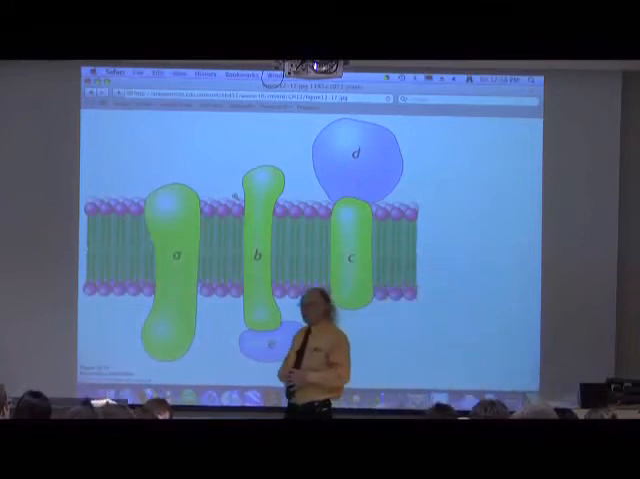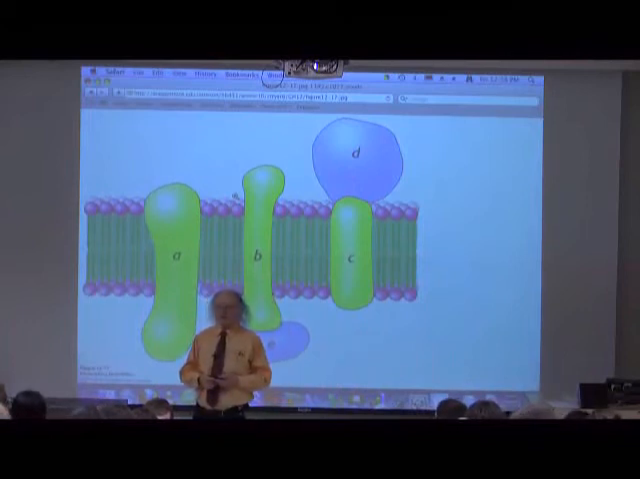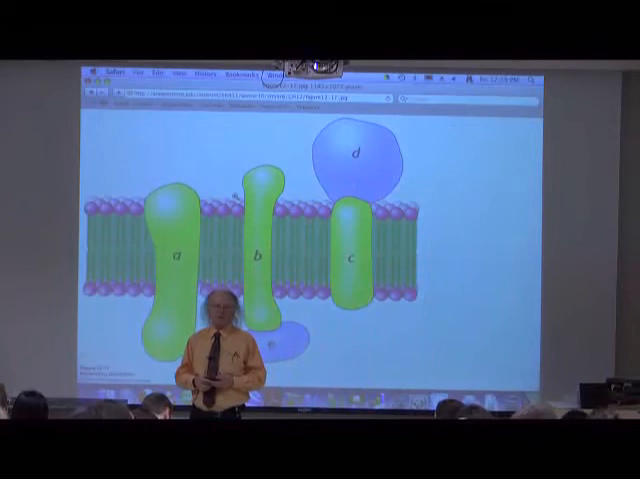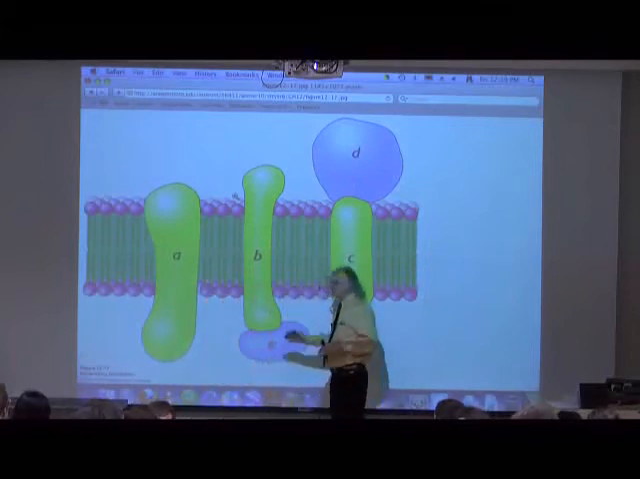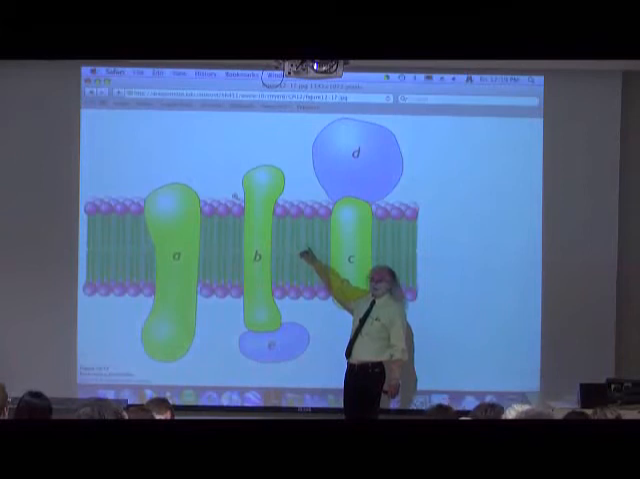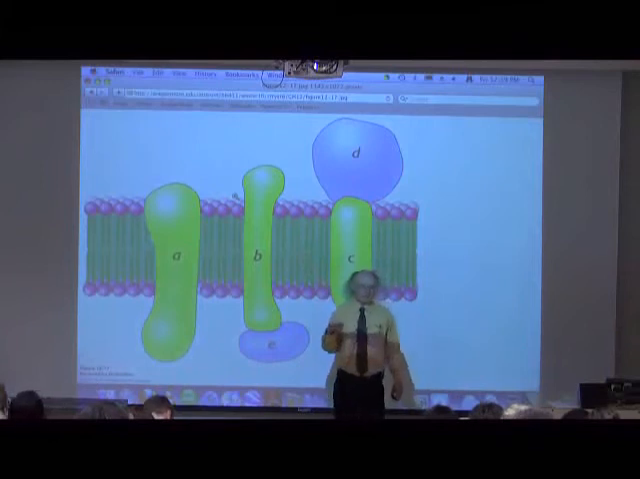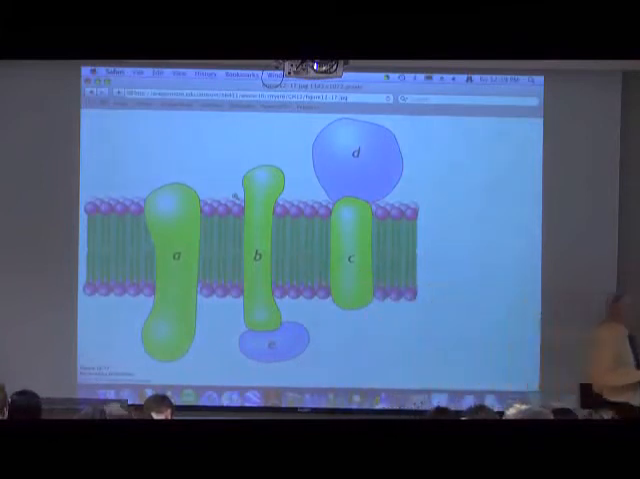And there's a fourth term that I use to describe membrane proteins. And that one is called anchored membrane proteins. Now, an anchored membrane protein is covalently attached to something that is stuck in the lipid bilayer. And I'll show you an example of that in a minute. So an anchored membrane protein is covalently attached to something that's stuck in the lipid bilayer. So 4 different classes of proteins for our purposes.